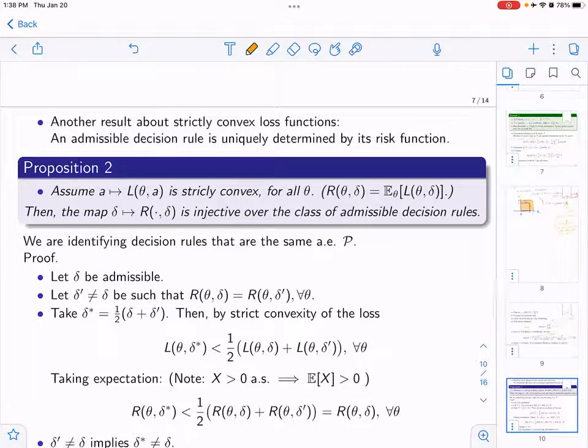Okay, there is a result here about strictly convex loss functions, which I'm going to skip. You're welcome to read it. I'm going to skip this.